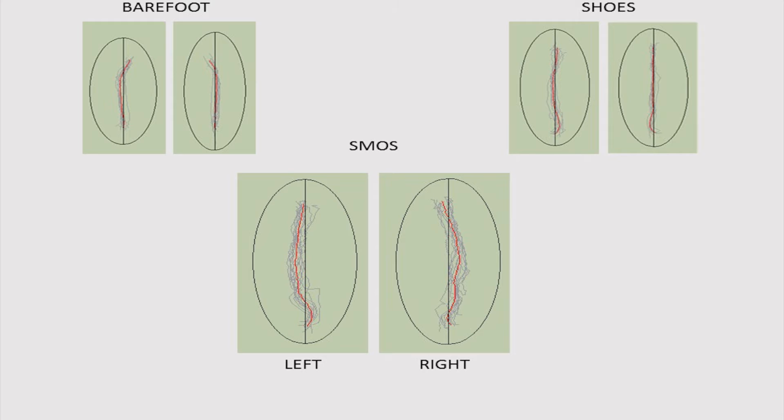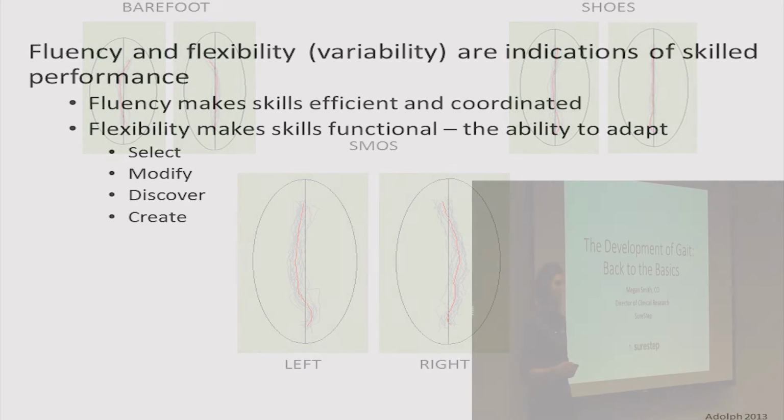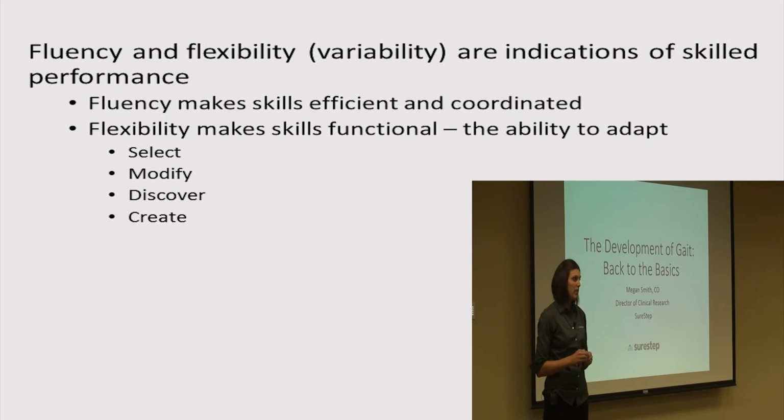But also we're giving him, again, that repertoire, that tool bag, to go out and play on uneven surfaces and be able to pick and choose the right strategy where he's not going to fall. So fluency and variability are indications of skill performance. Fluency is what makes a skill efficient and coordinated, and flexibility or variability is what makes it functional and gives us the ability to adapt.